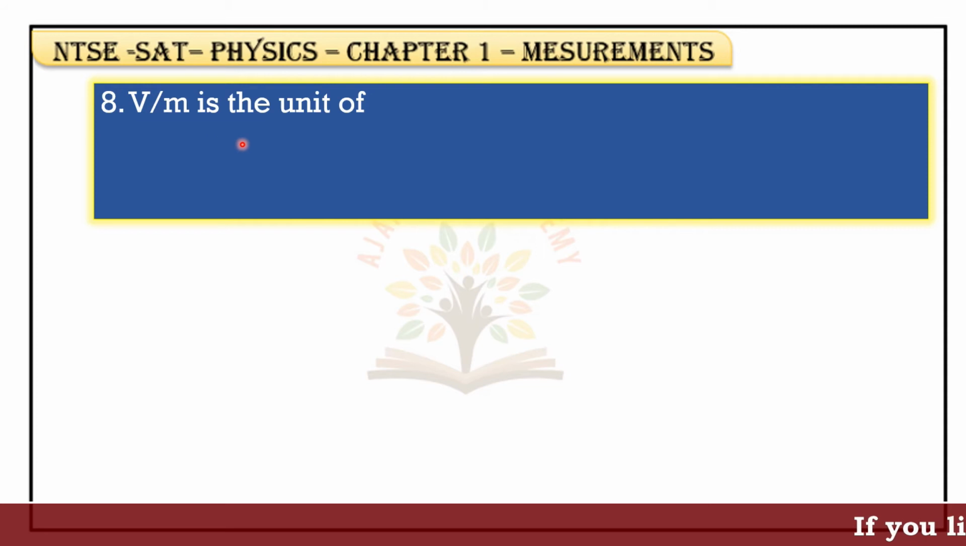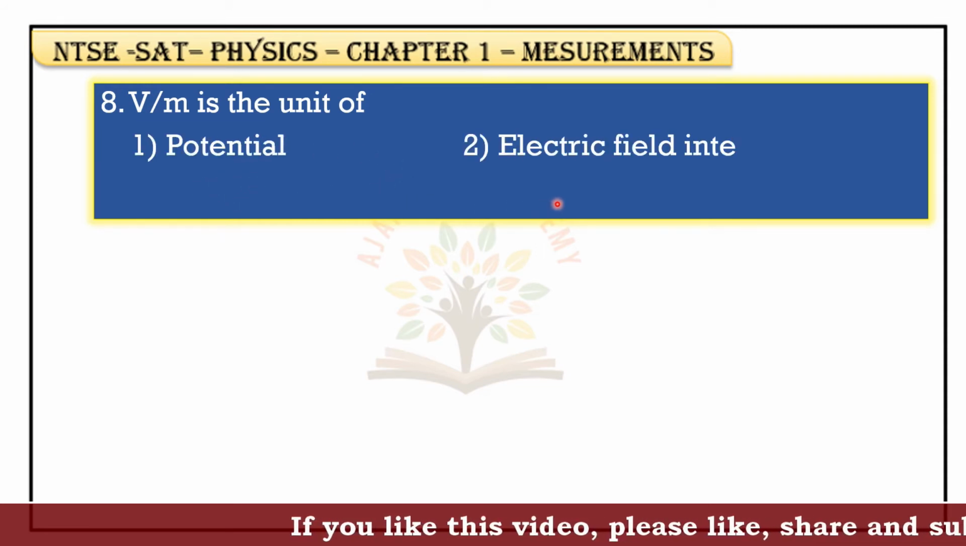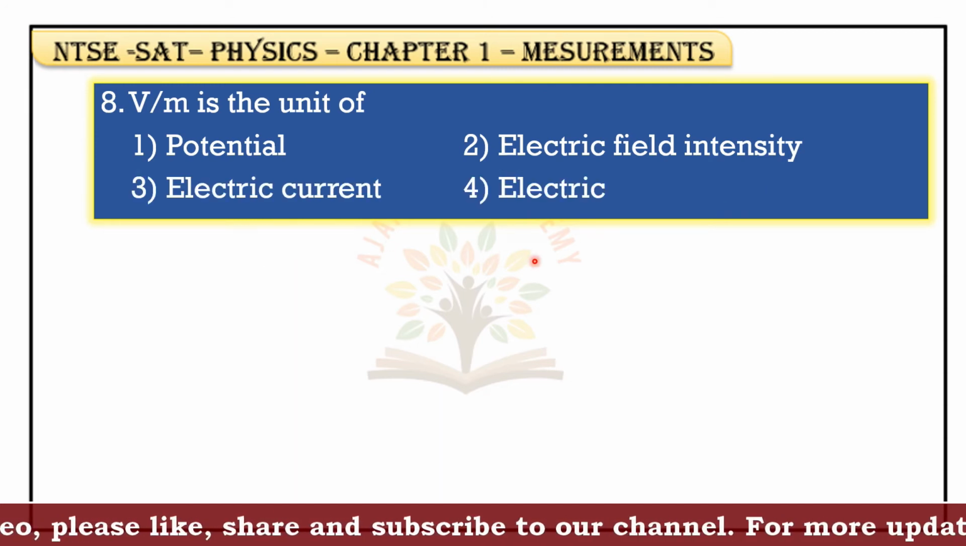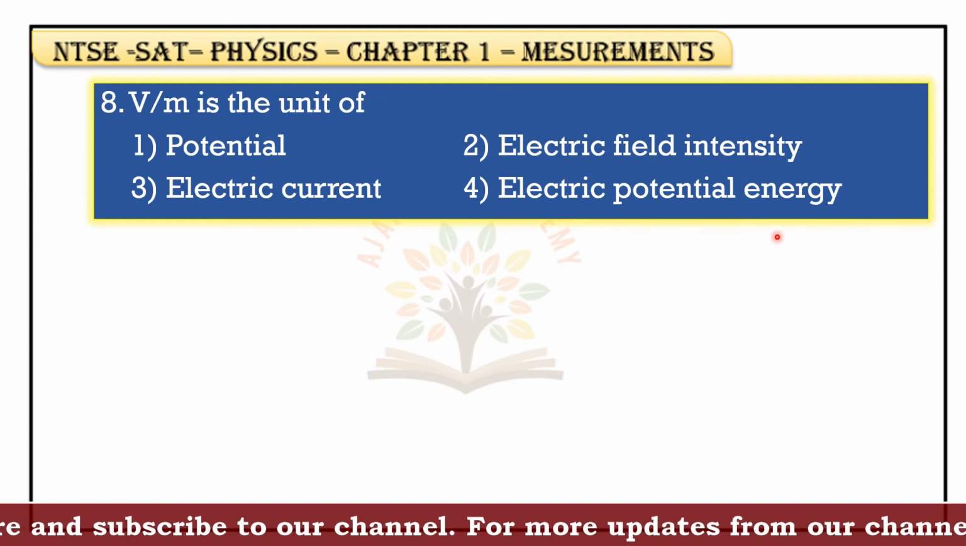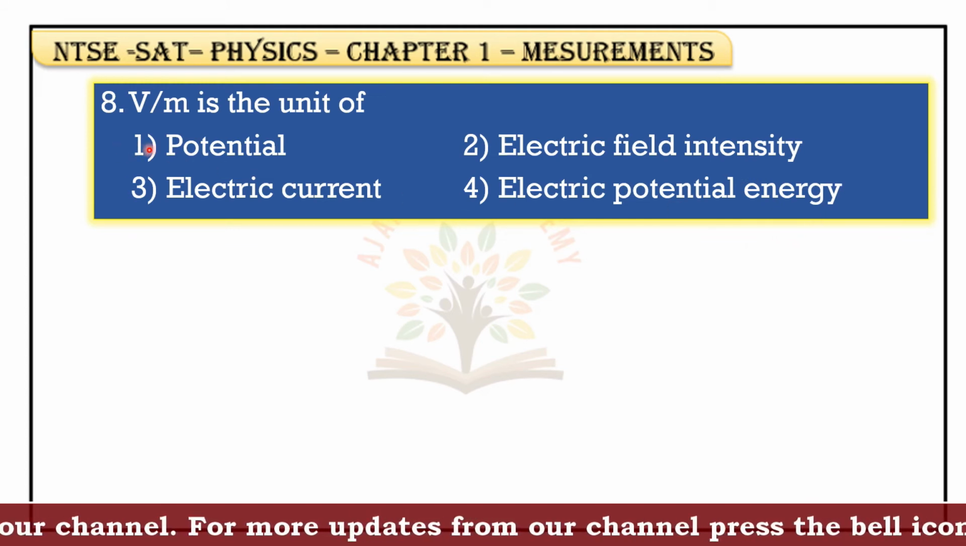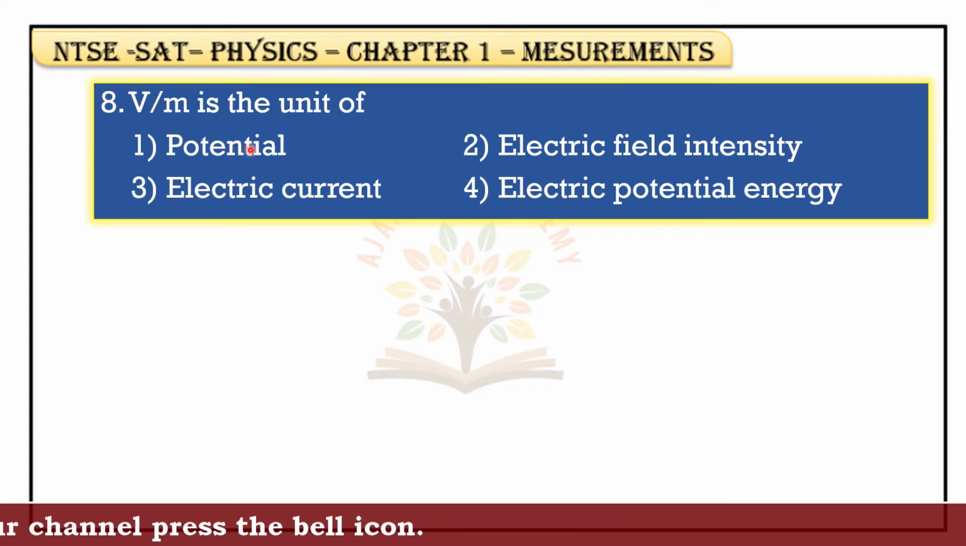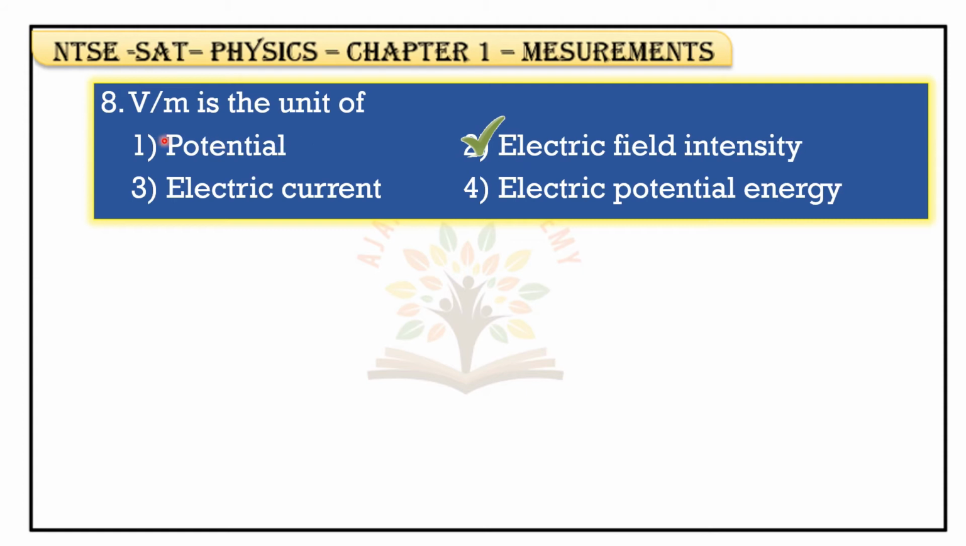Volt per meter is the unit of potential, electric field intensity, electric current, electric potential energy. Here, volt per meter or volt meter inverse is the unit of electric field intensity. So, volt per meter is the unit of electric field intensity. Okay, next.